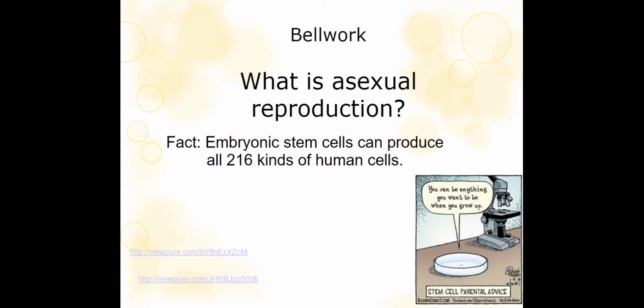Our fact for today is that embryonic stem cells can produce all 216 kinds of human cells. So when there is first fertilization of the egg by the sperm cell, the cells that develop are going to be the embryonic stem cells, which will be able to turn into all of the different kinds of cells that they need to be in order to form a human baby.